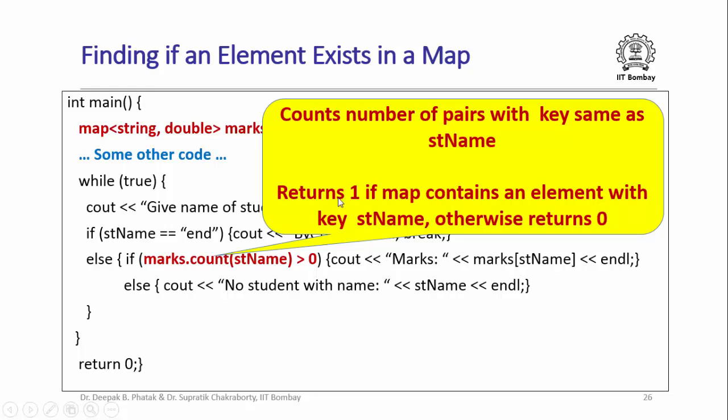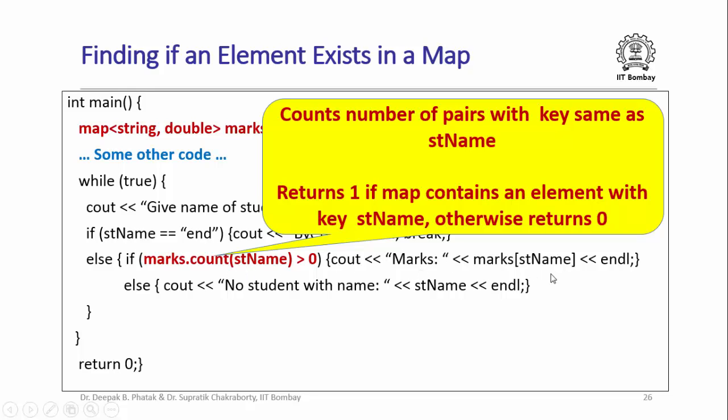So why is it 1? Because in a map we want all the keys to be distinct, so therefore there should only be one key value pair with a particular value of the key. So if I see that marks.count st name is greater than 0, it means that there is a key value pair in the map named marks in which the key matches st name.